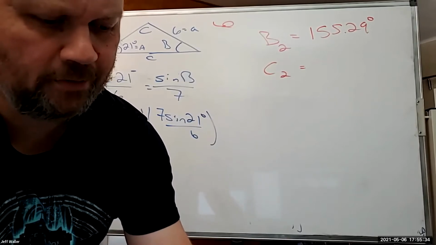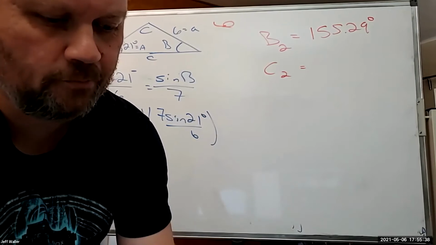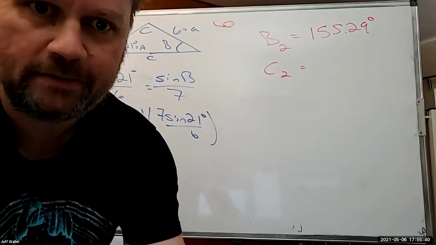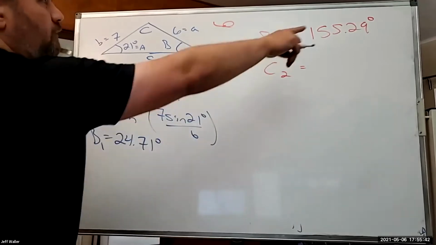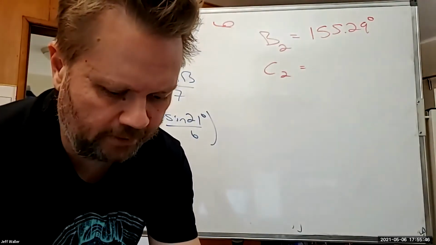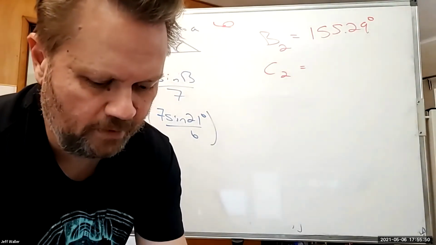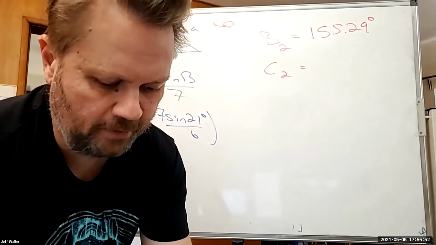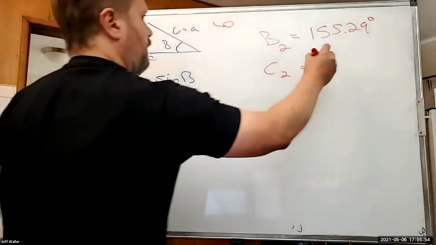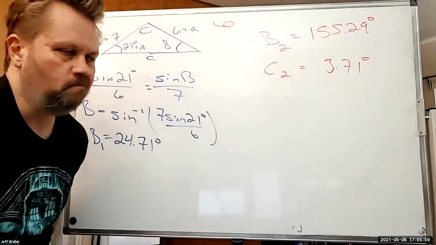Did I do it? No. What did I do? It's 3.71, I think. Is it? 155.29 plus 21. No, I did the wrong thing. No, I think you got it right. I was looking at the wrong thing. So it's 3.71 degrees. Yeah, just barely.